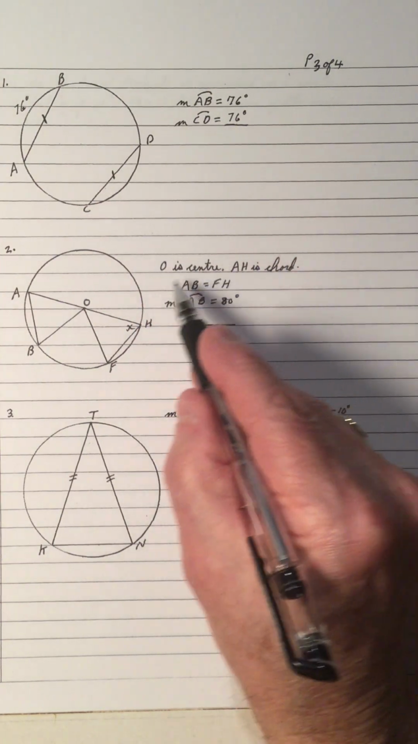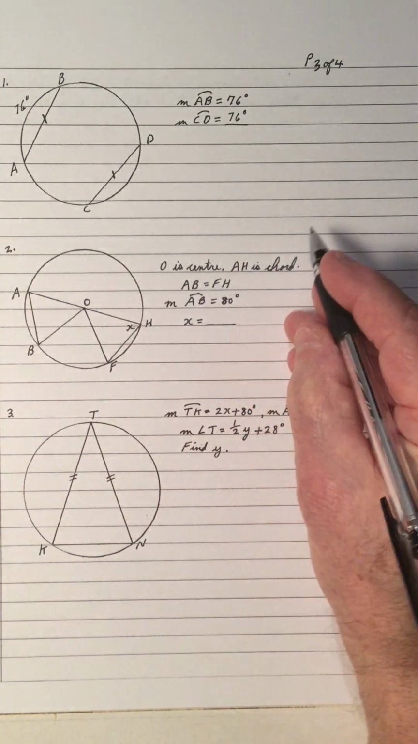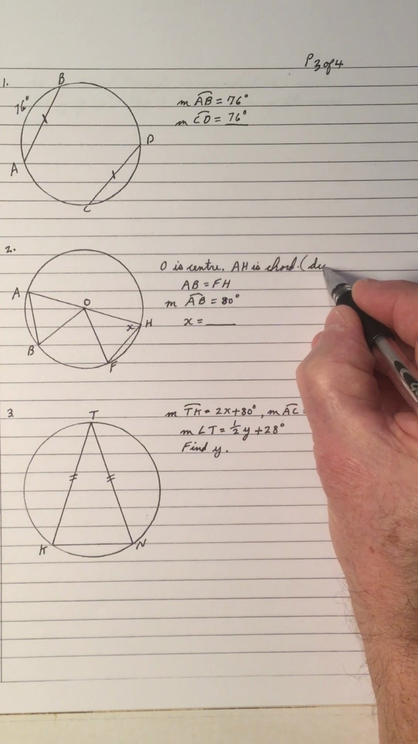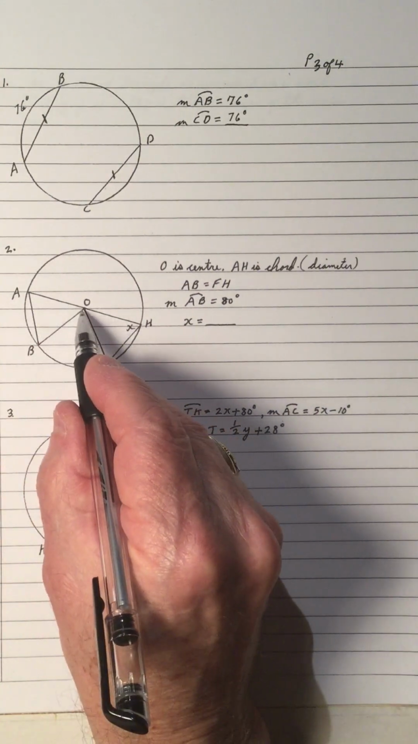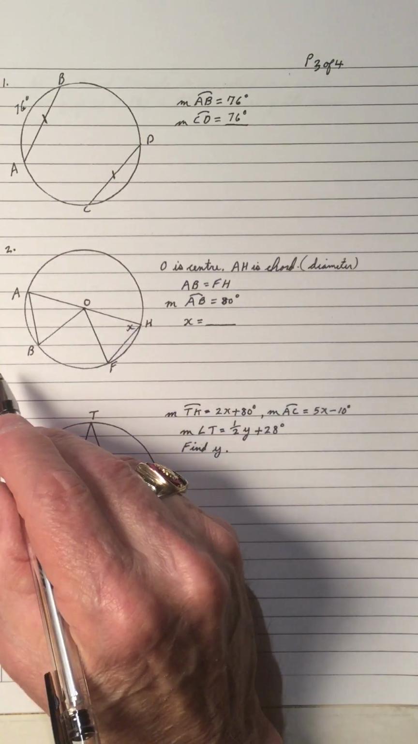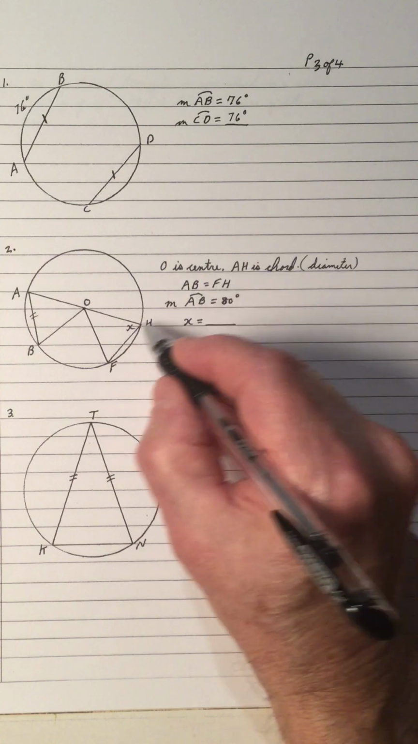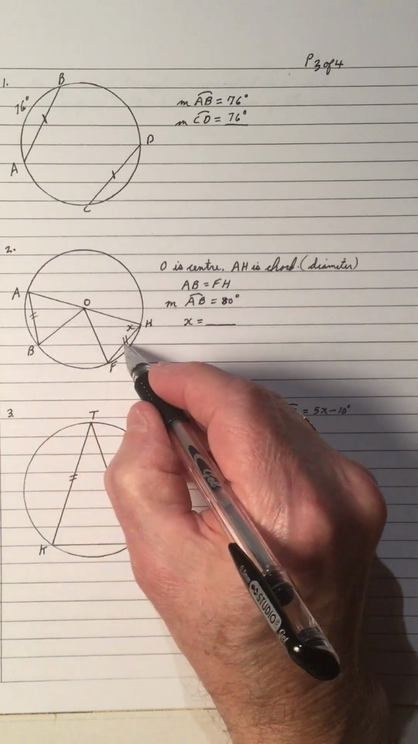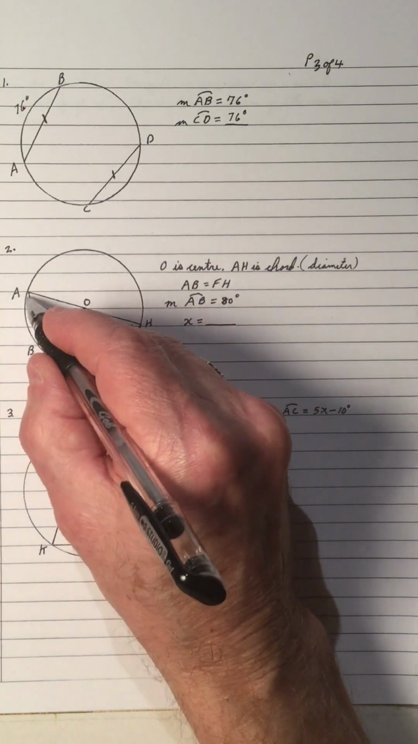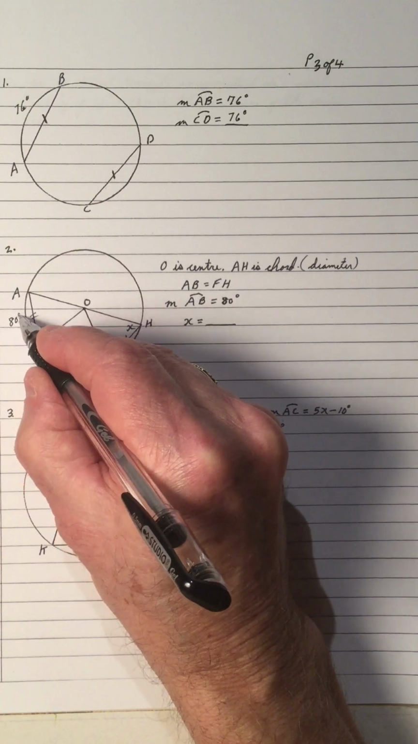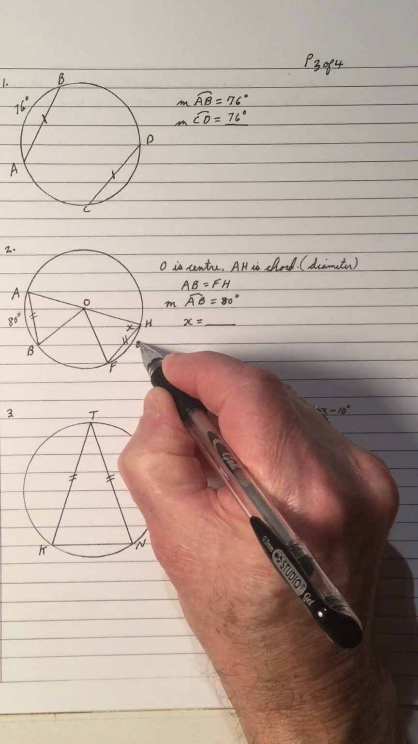Number 2, again, I have a circle, and I have O as the center. I have AD as a chord. So if AD is a chord, it means that it's the diameter also. Because a chord that goes through the middle of the circle, goes to the center, is the diameter. Now we have AB is equal to FH. So these two chords are equal. So if the arc AB is 80, that means that this arc right here is 80.